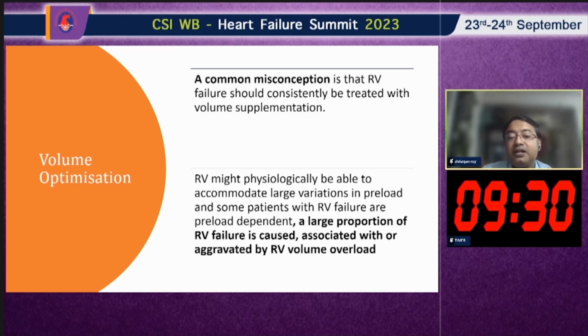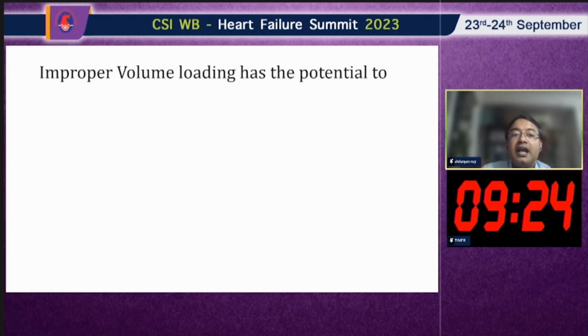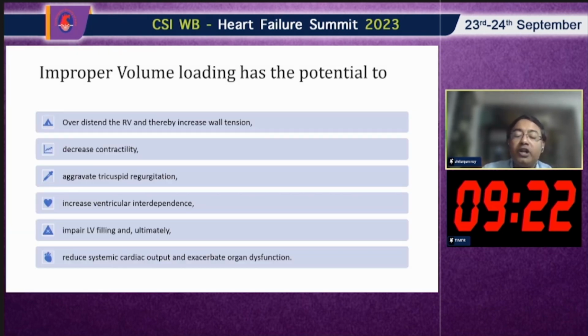In the majority of the cases of right ventricular failure that we have discussed, it is usually associated with pre-existing RV volume overload. Naturally, improper volume loading or overloading has the potential to overdistend the right ventricle, thereby increasing the wall tension and decreasing the contractility. It can aggravate the tricuspid regurgitation and increase the ventricular interdependence, thereby reducing the LV filling and the systemic cardiac output, and exacerbating the organ dysfunction. So in all RV dysfunction, volume loading is not the answer.